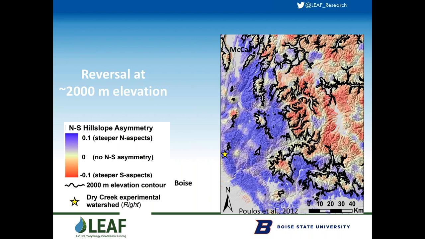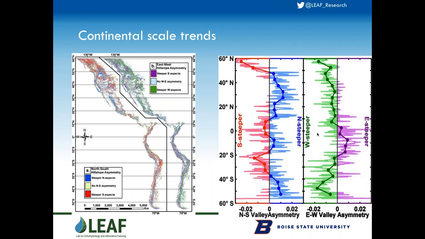Mike posits, and a number of other studies have suggested this, that that change in elevation has to do with the extent of glaciation in the previous interglacial period. And so there are potentially important process mechanisms that underlie these observed trends in hill slope scale asymmetry. Mike actually asked this question at a continental scale, so he took the entire Western Cordillera and computed his hill slope scale asymmetry index and asked the question, is there a significant latitudinal variation as you go from pole to pole in hill slope scale asymmetry?